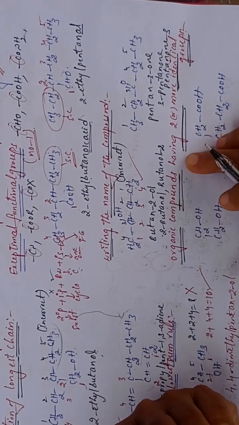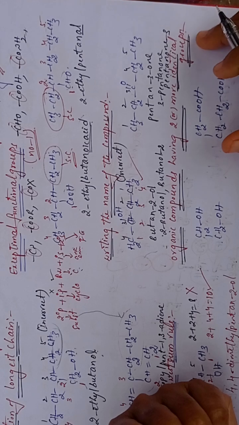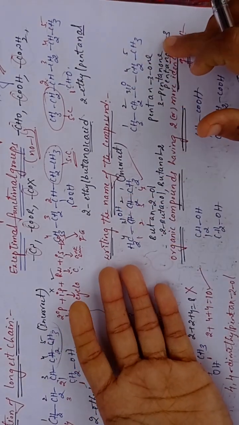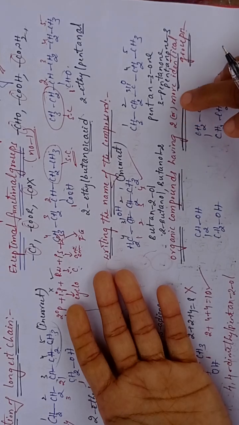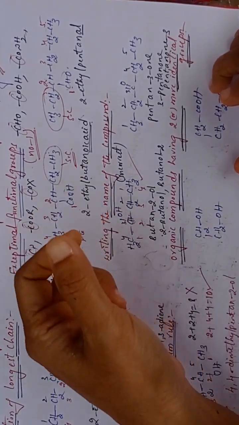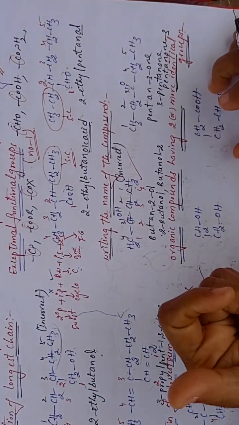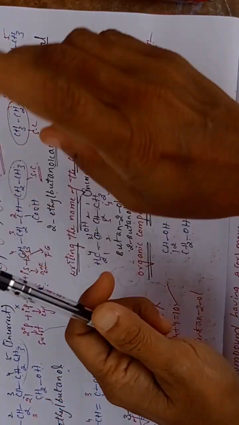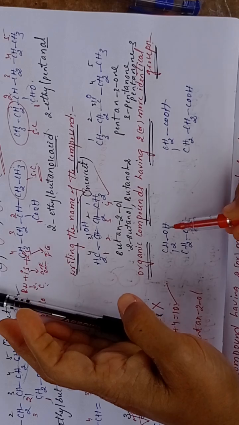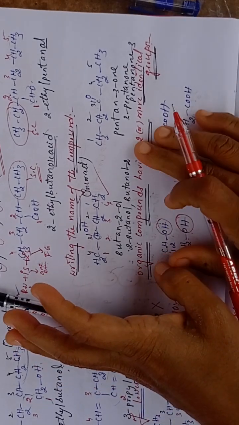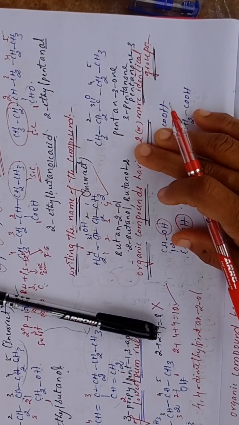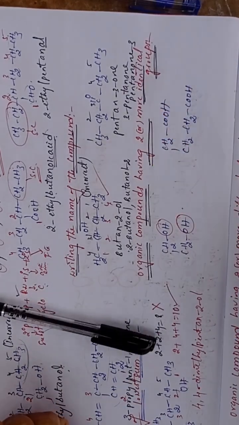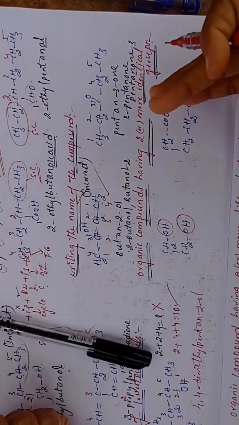Next compound. Organic compounds having 2 or more identical groups. Identical functional groups are there means, here only one functional group is there, means how to write name, understood? Then here 2 or more identical functional groups. See here in this compound how to write name. So first of all you have to give numbering. Here 2 OH groups are there. Same functional groups are there. 2 identical functional groups. Clear? So how to write the name of the compound in case of 2 identical functional groups?